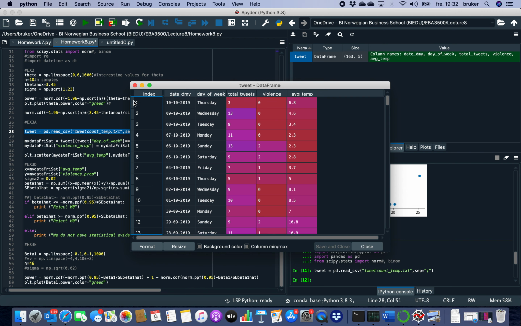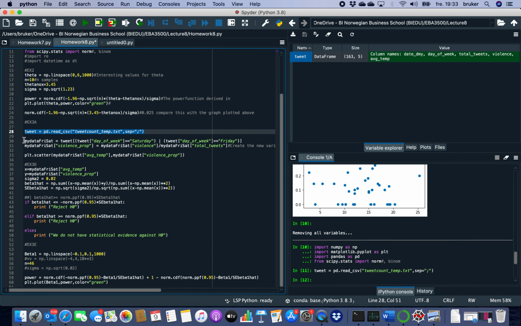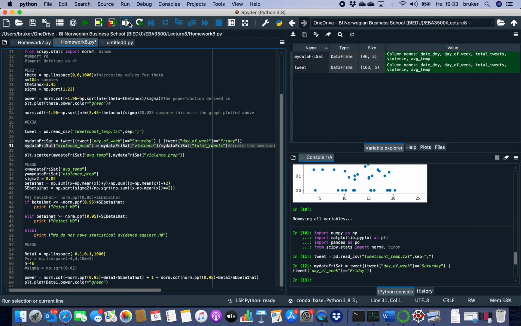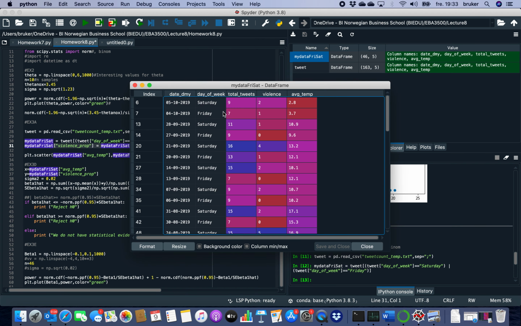So then I had to take these days out of the data frame. So I will do that first. So closing this one, and I make my own tweet data, just containing Saturdays and Fridays. So I say I want in my data Friday, Saturdays, all the data from the tweet, but just when day of week is Saturday, or day of week is Friday. So I run this one, and then I actually could look at my data now, and I see we just have data for Saturdays and Fridays. All the other have disappeared.